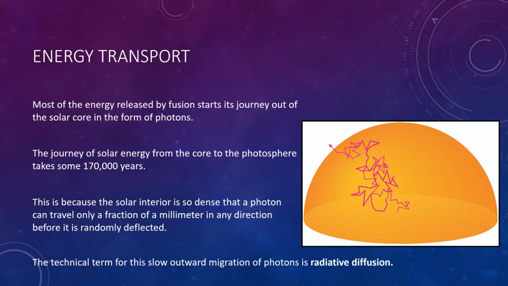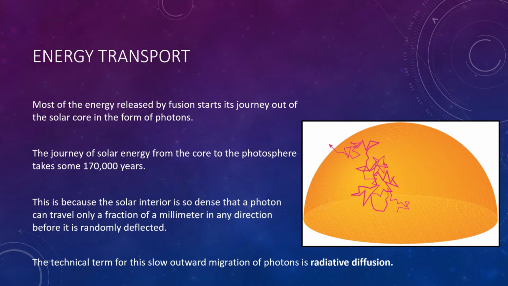Most of the energy released by fusion starts its journey out of the solar core in the form of photons, those little packets of energy of light. Although photons travel at the speed of light, the path that they take through the sun's interior zigzags so much that it takes them a very long time to make any outward progress. So these things are moving at the speed of light, the fastest known speed for anything to move, but it still takes them an enormously long time to get out of the sun.